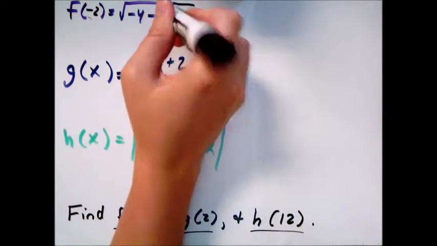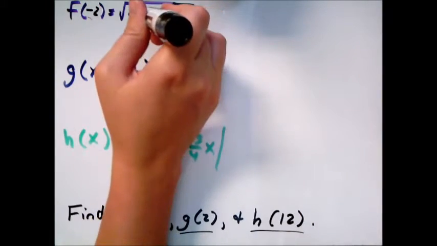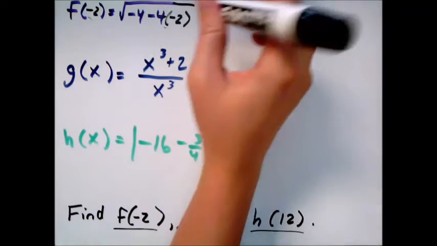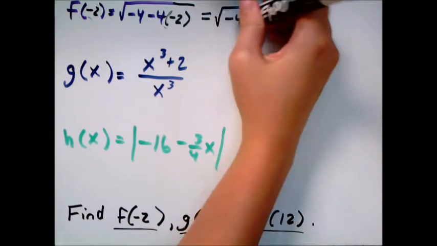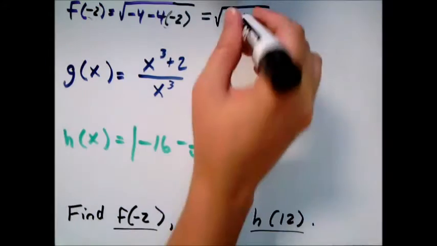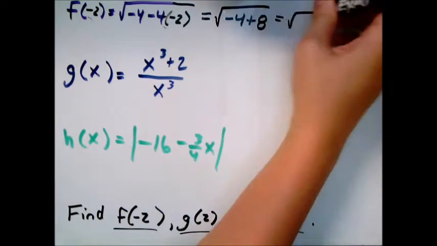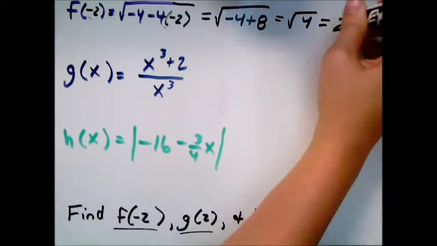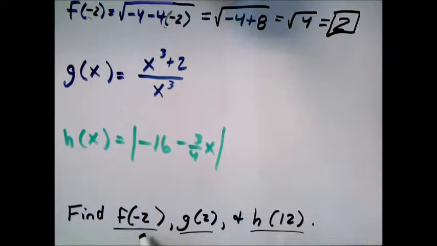So this is multiplication, so definitely comes before this subtraction in between here. And so this says square root of negative 4 plus 8, negative 4 times negative 2. And then negative 4 plus 8 is 4, so square root of 4, which is 2. So we're saying f of negative 2 is equal to 2. This is the output when you input this.